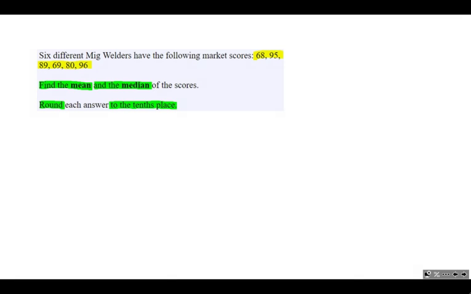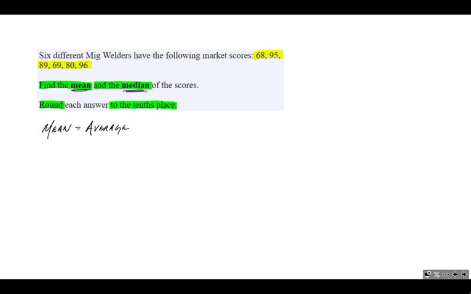We have two solutions we need, don't we? We need to find first the mean and then we need to find the median. So let's recall what those terms indicate. Mean, what is mean? Mean is the same as average.